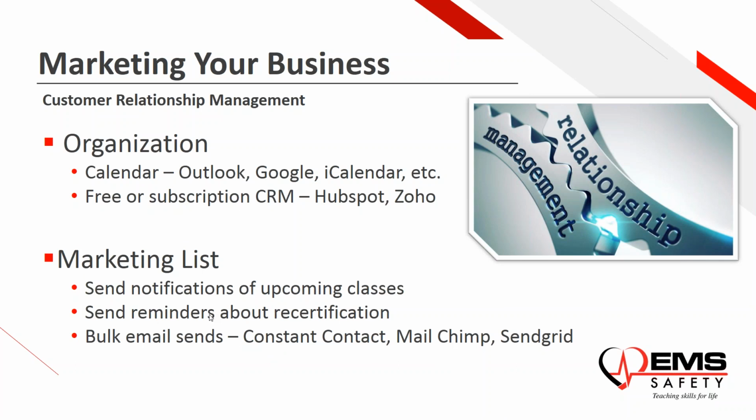A couple mentions here for bulk email sends: Constant Contact, MailChimp, or SendGrid. They all offer bulk email sends. You can upload your marketing list from your CRM or from Outlook. And they have plug and play templates. You just drop in the information, and they have professional layouts that you can send out. You can see who clicked on what link, who went back to your website, and maybe who deleted the email. So that's a great way to keep your customers and clients organized in your system.